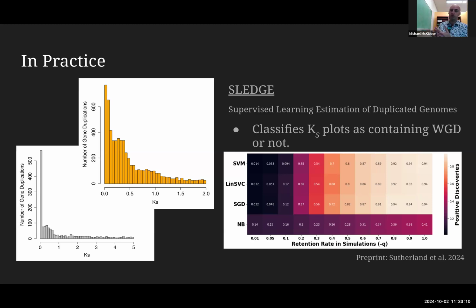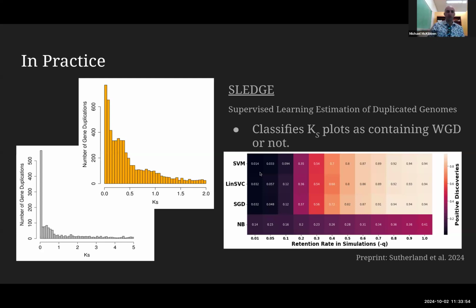However, we have introduced a tool called Sledge, which is a supervised machine learning approach for classifying whether or not peaks in a plot actually are associated with a whole genome duplication or not. We have a preprint on bioRxiv. I've taken a sample figure. And so on the x-axis, we actually have basically the fraction of the genome that has been duplicated. So 100% would be a whole genome duplication, 50% a triplication. And you can see that we're able to detect them with high accuracy using Sledge and discern from smaller scale duplication events, such as a segmental duplication, where less than 10% of the genome is involved.